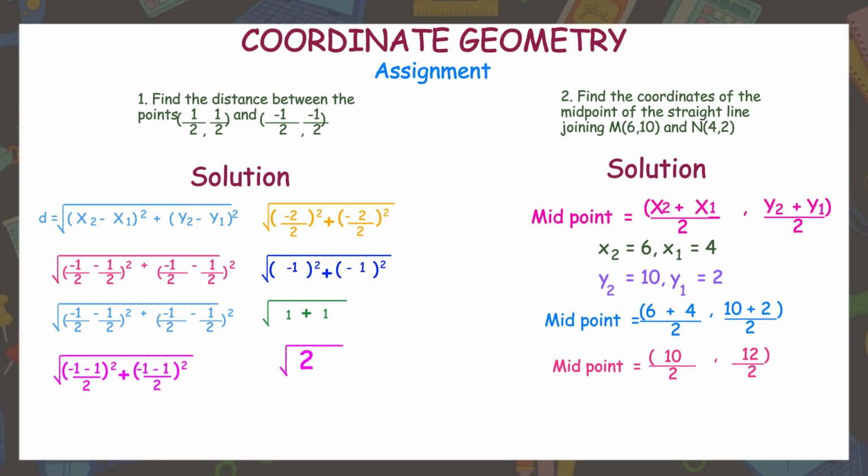What is 10 over 2? That is 10 divided by 2. That means we are going to have 5, comma, then 6 as our final answer.